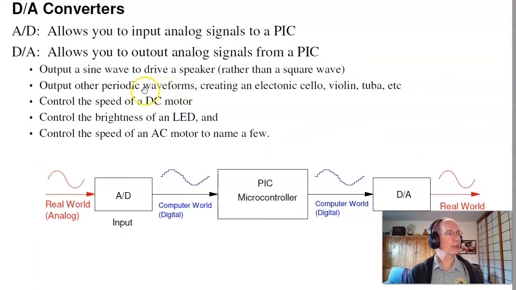You can output other periodic waveforms, like build a cello, violin, tuba, output a triangle wave, sawtooth wave, other waveforms like that. You can control the speed of a DC motor. You can control the brightness of an LED. You can also control the speed of an AC motor, just to name a few things you can do.